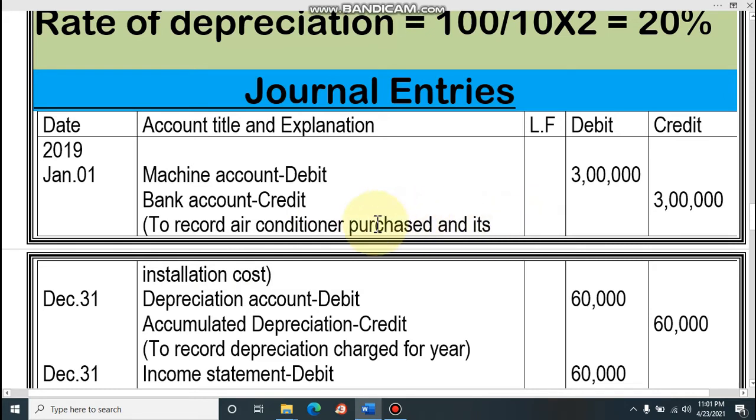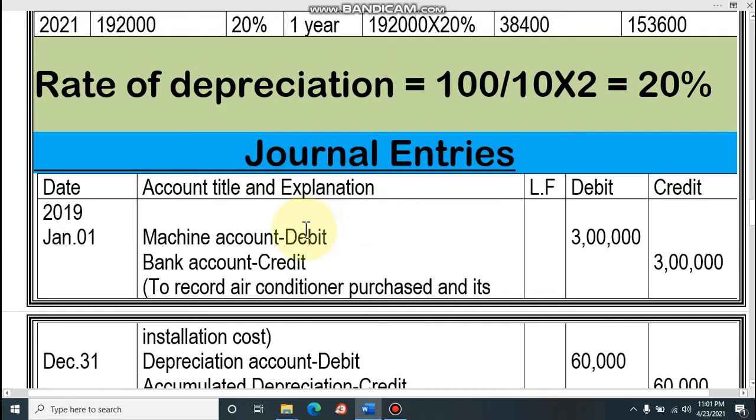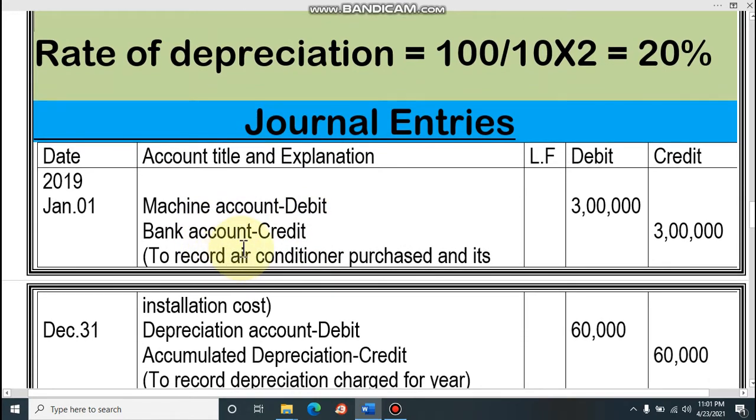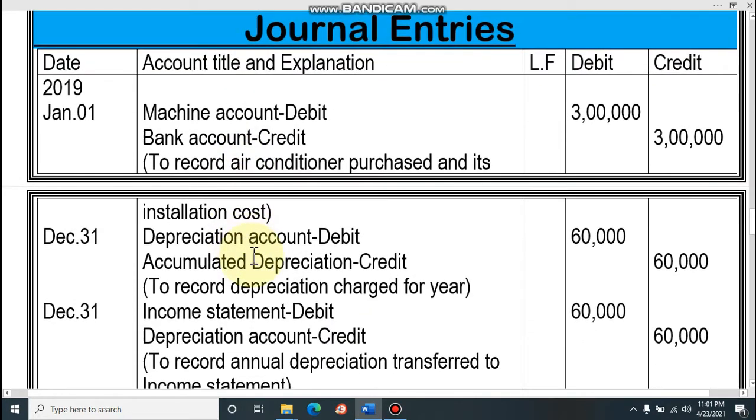For purchasing any asset, all of you know that the journal entry is machine account debit, bank account credit. You can write cash account also if we purchase in cash. Then depreciation account debit, accumulated depreciation account credit. It is for recording depreciation.